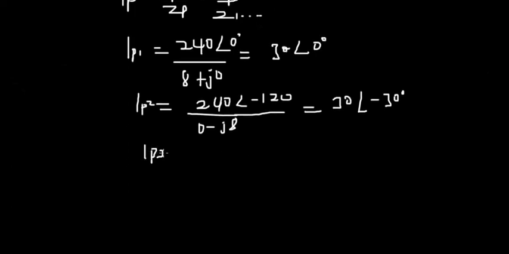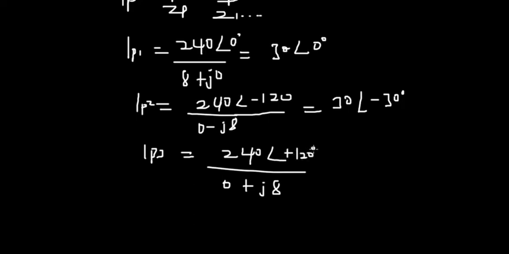Let's continue, and then we have IP3 equal to 240 divided by 0 plus j8. So this is plus j8, which means positive 120 degrees. When you compute this, you end up with 30. We can see it is the right opposite of the previous one, like the reciprocal. So you have 30 and an angle of positive 30 degrees.